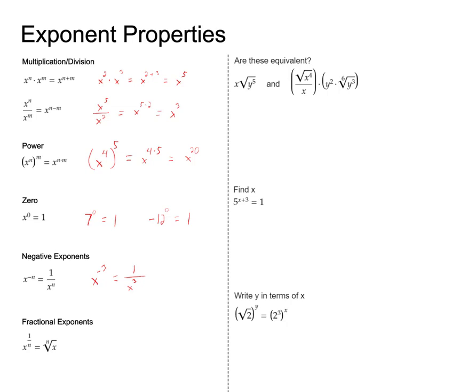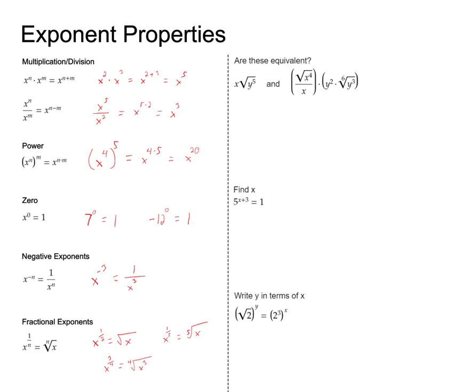Lastly, let's talk about the fractional exponents rule. This states that x raised to the 1 over n power is equivalent to the nth root of x. For example, if we had x to the 1/2 power, that is equal to the square root of x. If we had x to the 1/5 power, that is equal to the 5th root of x. If we had something like x to the 3/4 power, this is equal to the 4th root of x cubed.